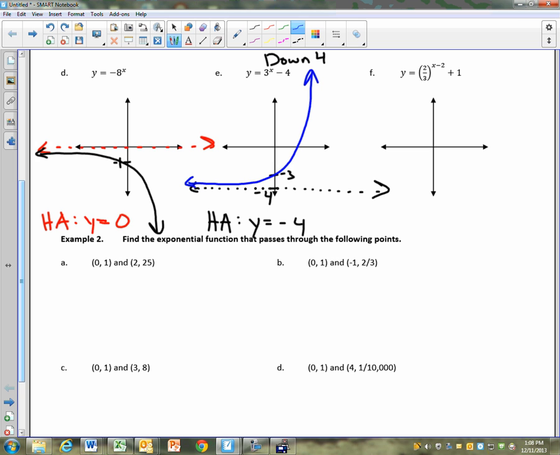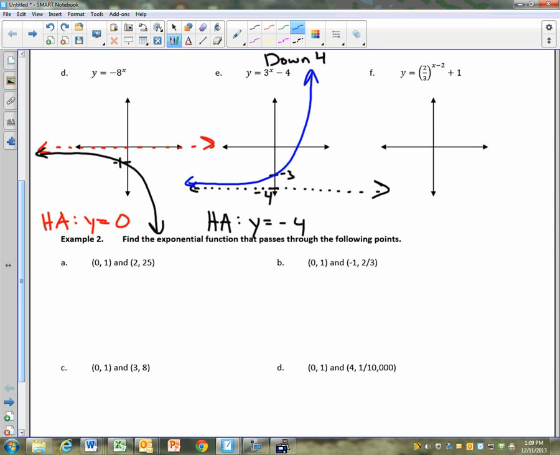Always draw the horizontal asymptote. Always, always, always, always. When we graph secant and cosecant, when we graph conic sections, hyperbolas, you're going to have to draw asymptotes all the time. Asymptotes are extremely important parts of the graph.